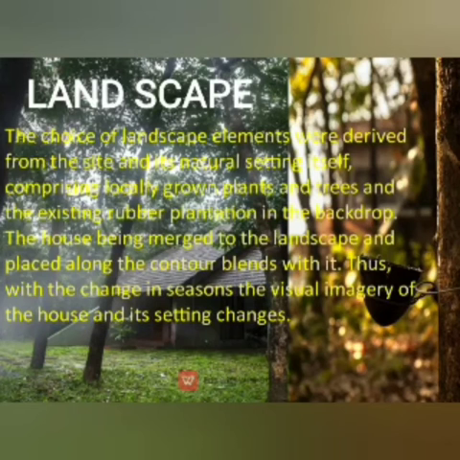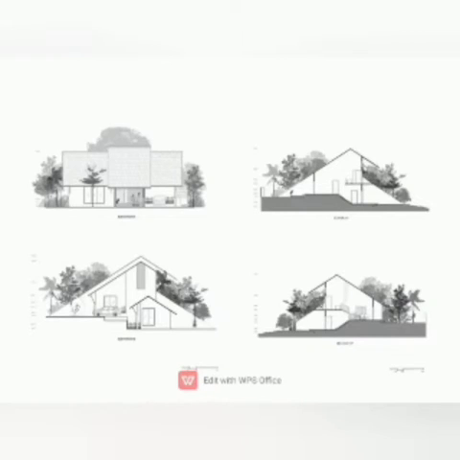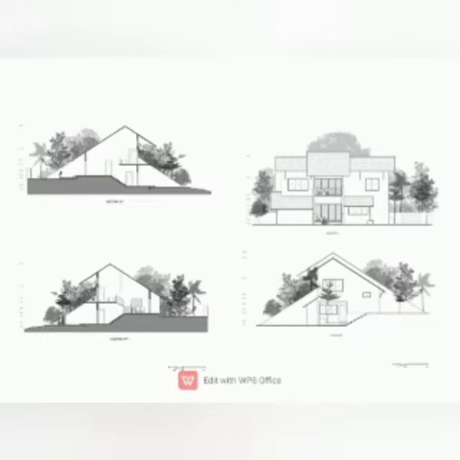The choice of landscape elements were derived from the site and the natural settings itself. There are many locally grown plants and trees in the backdrop. The house is merged to the landscape and placed along the contour, so it blends with it. Let's see some sections of the building. From this section we can see that it is 2-story and the roof is very sloped.